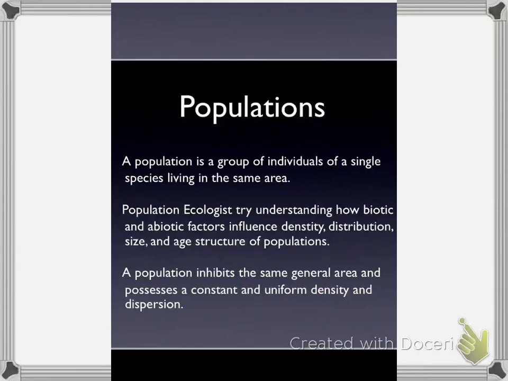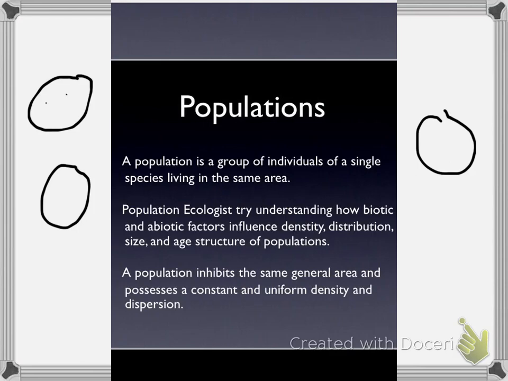So a population, and again this is kind of basic, but a population is a group of individuals in a single species living in the same area. So let's say you had an area over here, an area over here, and an area over here. It'd be all the individuals in each one of those little areas would be a population. So each one of these is a population. This is the basic understanding of what a population is.